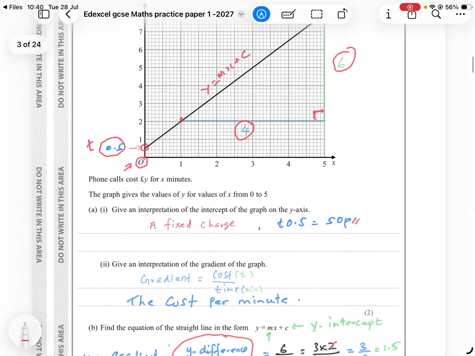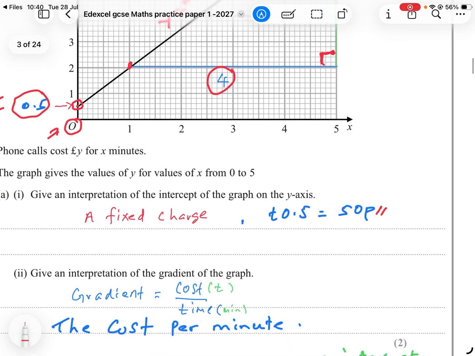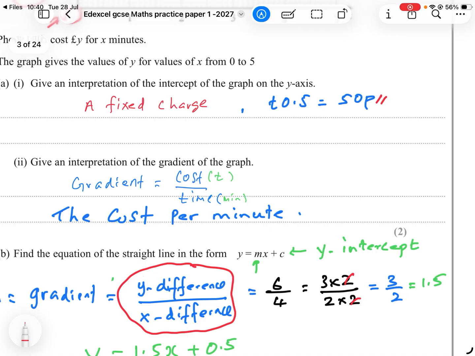So that means gradient equals y difference 6 divided by 4. 6 can be written as 3 times 2, 4 can be written as 2 times 2, the 2s cancel. So gradient is 3 over 2, equals 1.5.